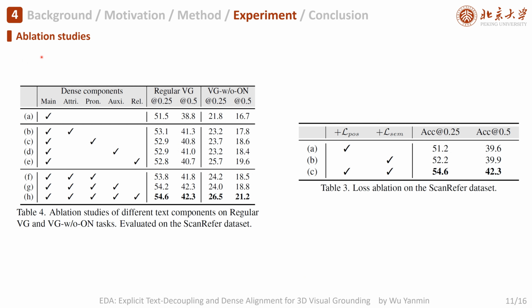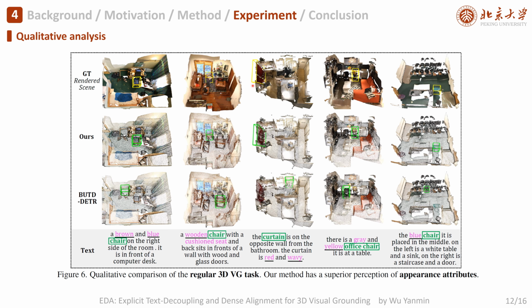Next, we conduct ablation analyses to demonstrate the contribution of each text component and each loss to the performance. Following, we present some qualitative analysis. The first line represents the ground truth, and the second line displays our model's results. These examples demonstrate our model's understanding of appearance attributes.